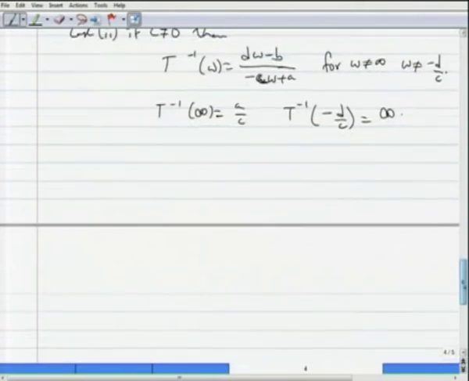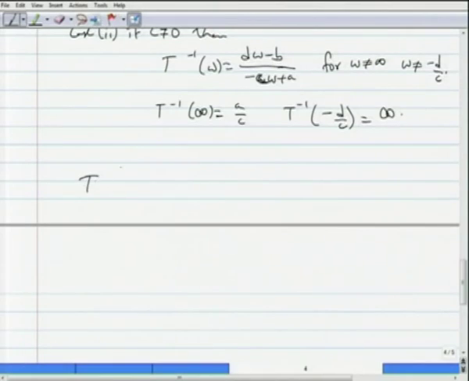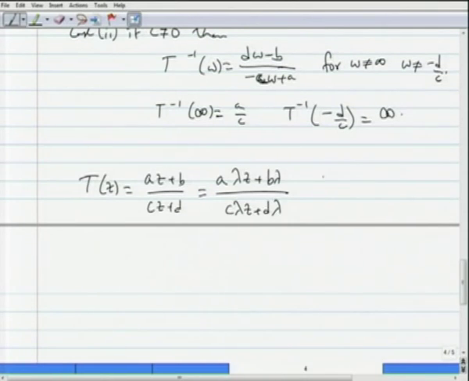Also, we will note that this notation for a Mobius transformation (Az plus b) by (Cz plus d) is not unique. So, T of z you will notice is (Az plus b) by (Cz plus d). It can also be written as (A lambda z plus b lambda) divided by (C lambda z plus d lambda), where lambda is a non-zero complex number.